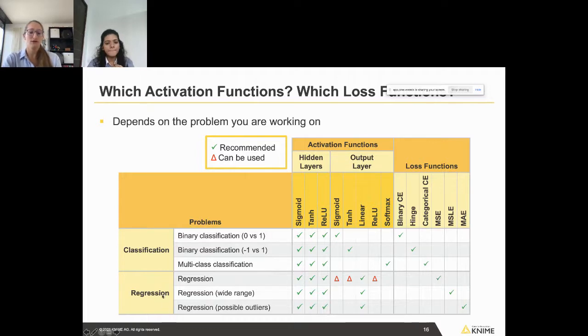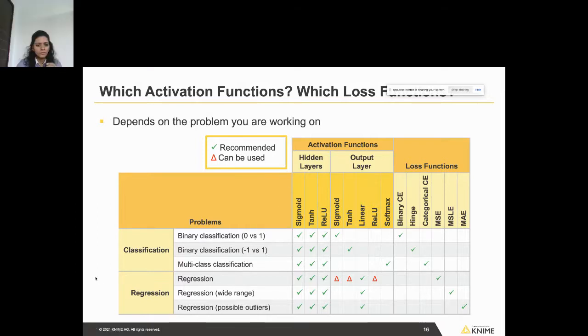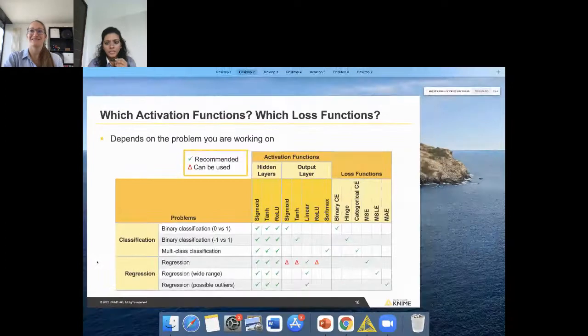And also for regression, you have different options. Normally the linear activation function is used in the output layer, this means in the last layer. And then you can use, for example, as loss function, the mean squared error or the mean absolute error. So it depends always on the problem at hand, and this slide actually gives you a nice overview. Do we have any other questions?